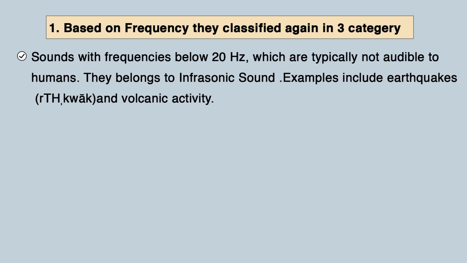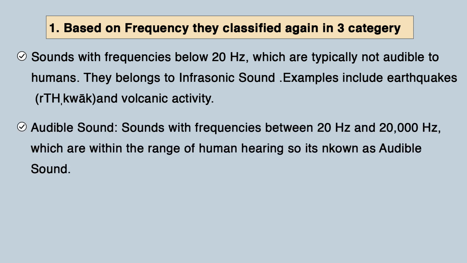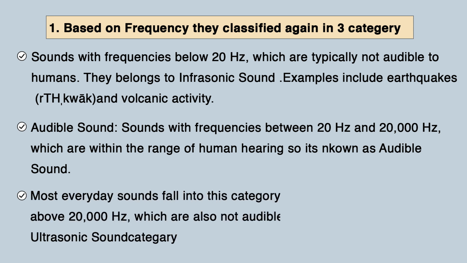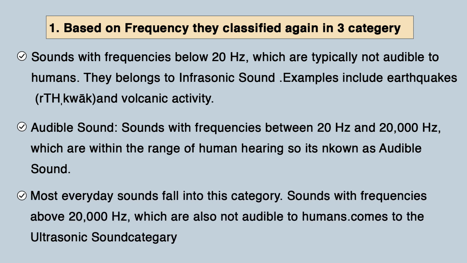Based on the frequency, sound is classified into three categories. The first is audible, the second is ultrasonic, and the last is infrasonic sound. Sound with frequencies below 20 Hz, which are typically not audible to humans, belongs to infrasonic sound. Audible sound has frequencies between 20 Hz to 20 kHz, which are within the range of human hearing. Most everyday sounds fall into this category. Sound with frequencies above 20 kHz, which are also not audible to humans, comes under the ultrasonic sound category.